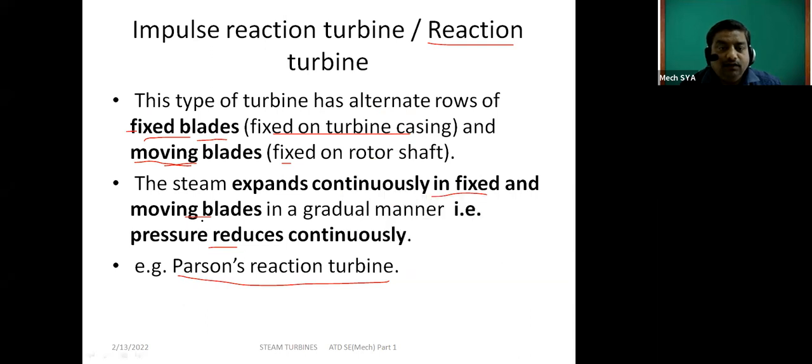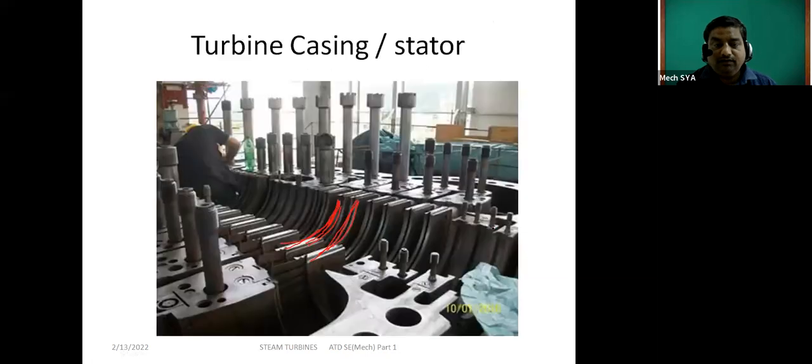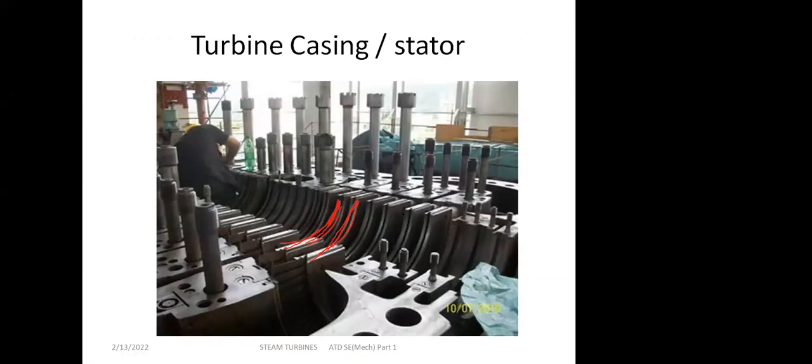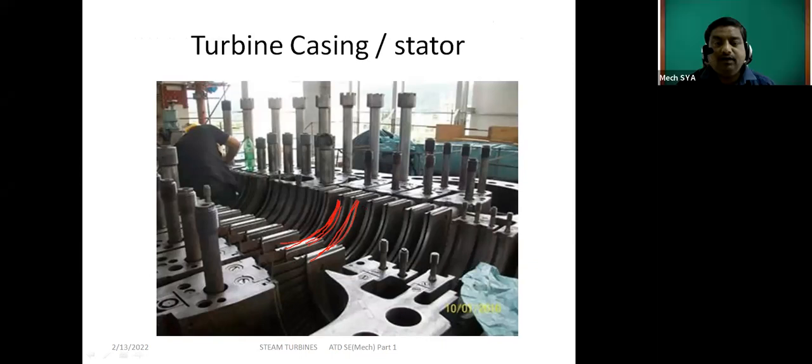So what is there? Moving blades as well as fixed blades during the stages, not only in the nozzle but during the stages also. While steam is flowing throughout the stages on moving blades and on fixed blades, the pressure is decreasing continuously. An example is our Parsons reaction turbine. So this is the stator, and in the stator we have these fixed blades.